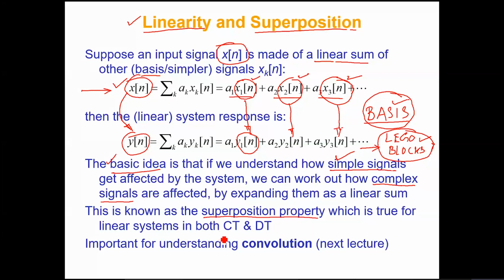Now this is true for both continuous time and discrete time systems. So continuous time systems can also be looked at in this way, and discrete time systems can also be looked at in this way. And this actually will give us the concept or theory of convolution. This is important for understanding the convolution theory that we will see maybe in this lecture at the end or maybe in the next lecture, where we are going to see how this simple concept actually gives us the convolution theory.